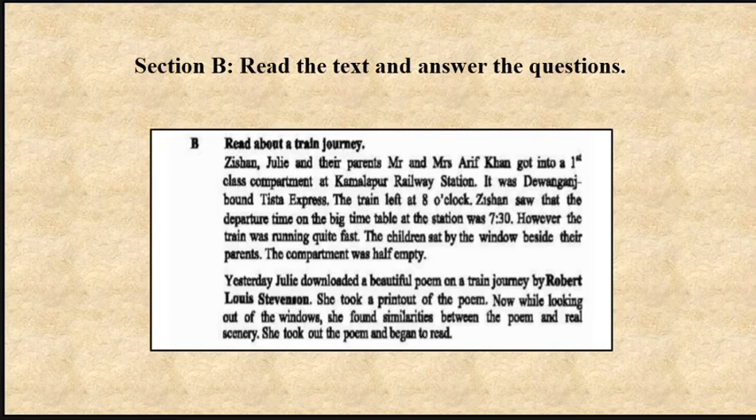The train left at 8 o'clock. The actual leaving time was 7:30. So it was showing on the big timetable 7:30, but the train left at 8 o'clock. That means it was late. However, the train was running quite fast. Fast means speedy.